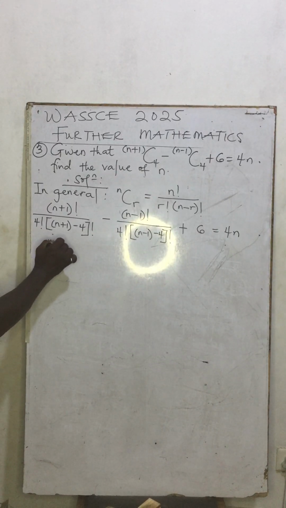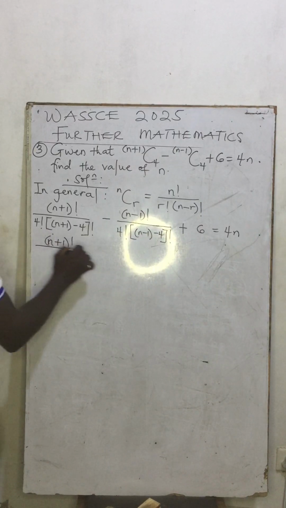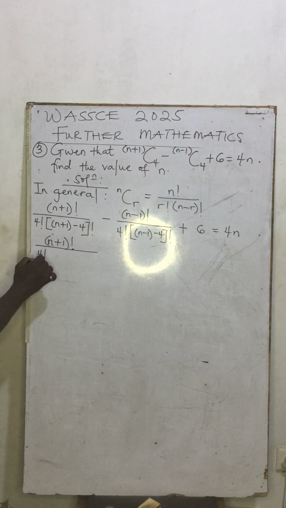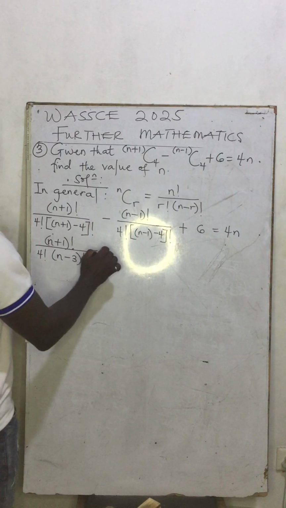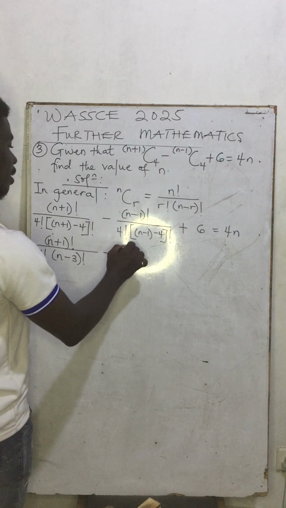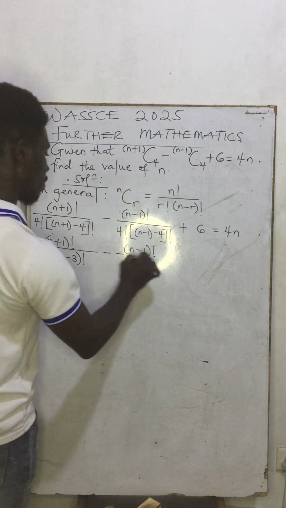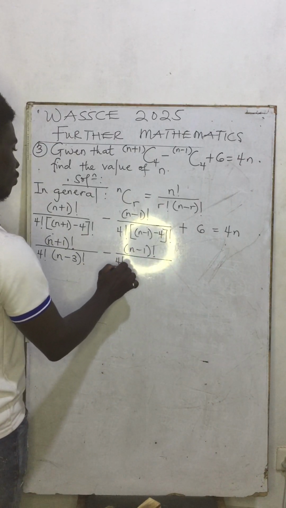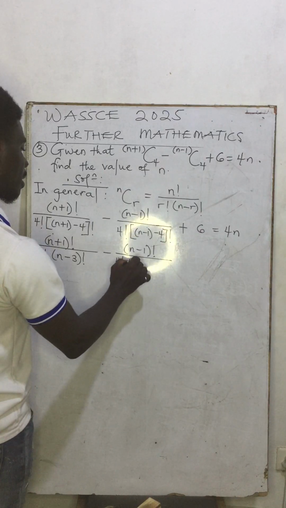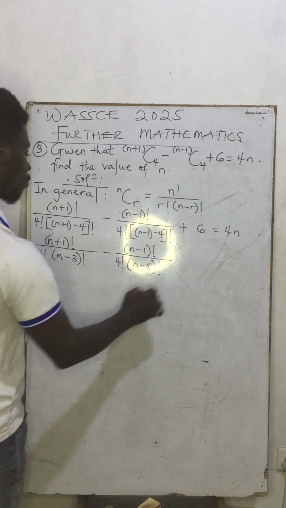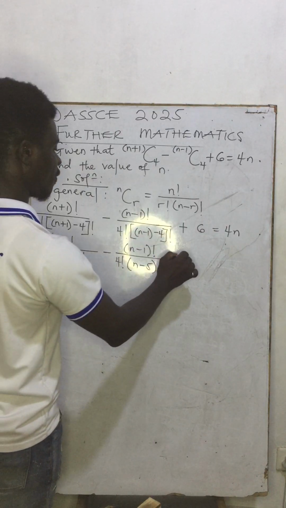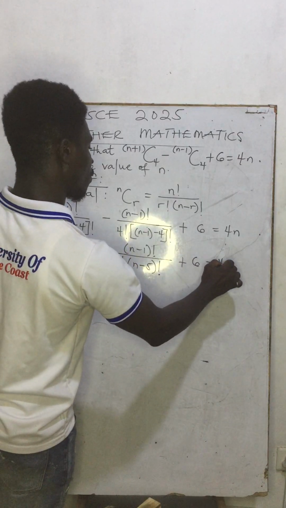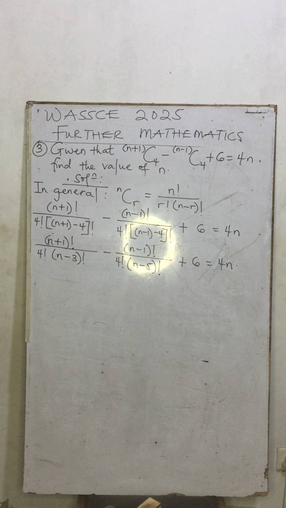Okay, so let's see, (n+1) factorial all over 4 factorial, then we expand, we get (n-3) factorial. Then minus, here we have (n-1) factorial all over 4 factorial, times (n-5) factorial, which is n minus 1 minus 4, which is n minus 5, plus 6 equals 4n. So we have this.